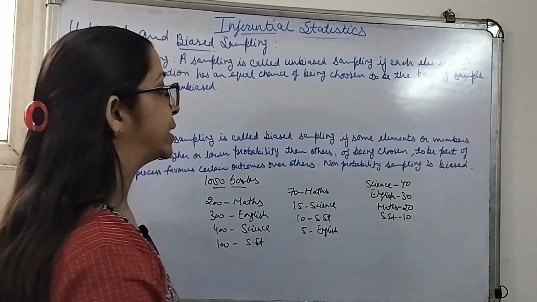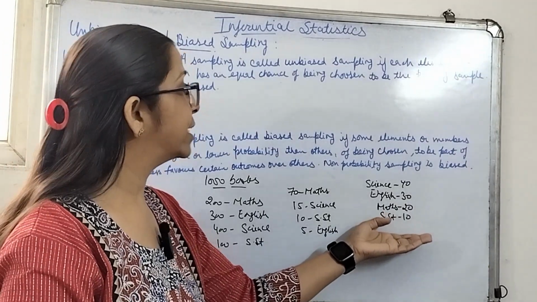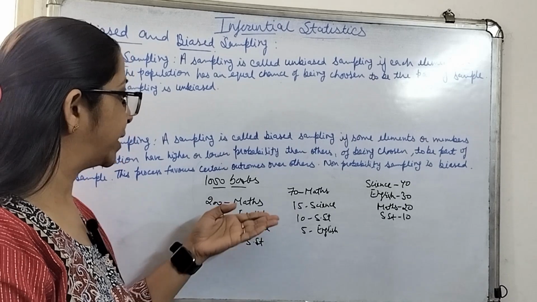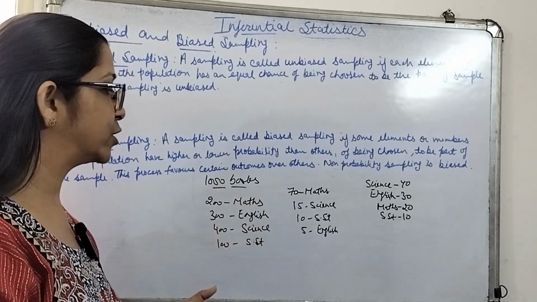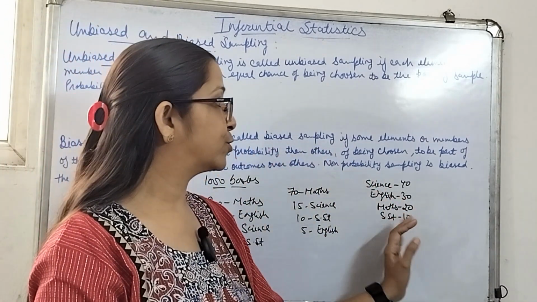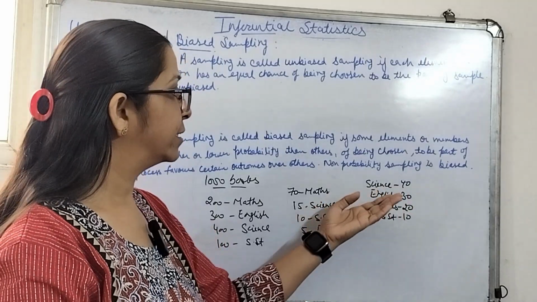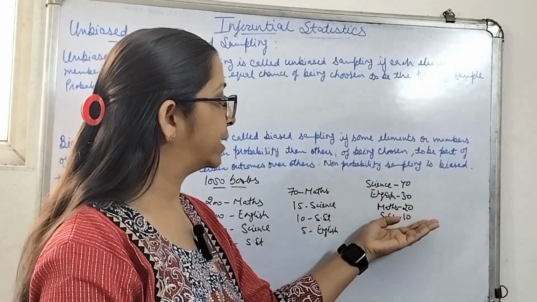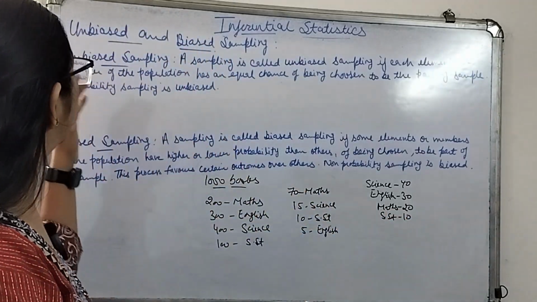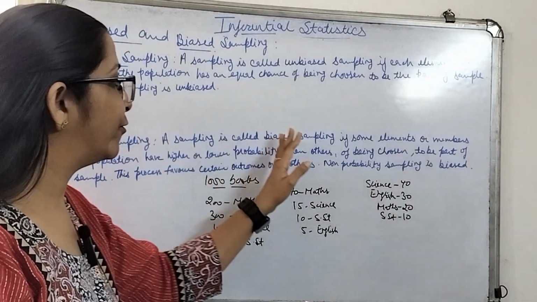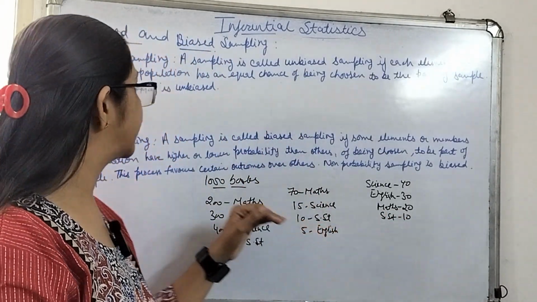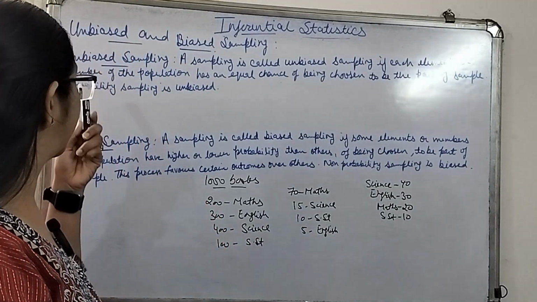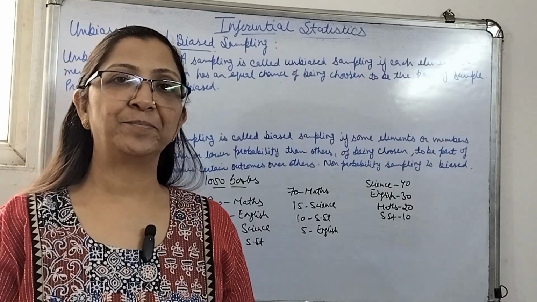If I had done this type of sampling, then this is an example of unbiased sampling, because the maximum books were of science, then English, then maths, and then SST. So in our selection also, maximum books should be of science, then English, then maths, and then SST. If I had selected like this, it is an example of unbiased sampling, and if I had selected otherwise, it is an example of biased sampling. Hope it is clear what is biased sampling and what is unbiased sampling.